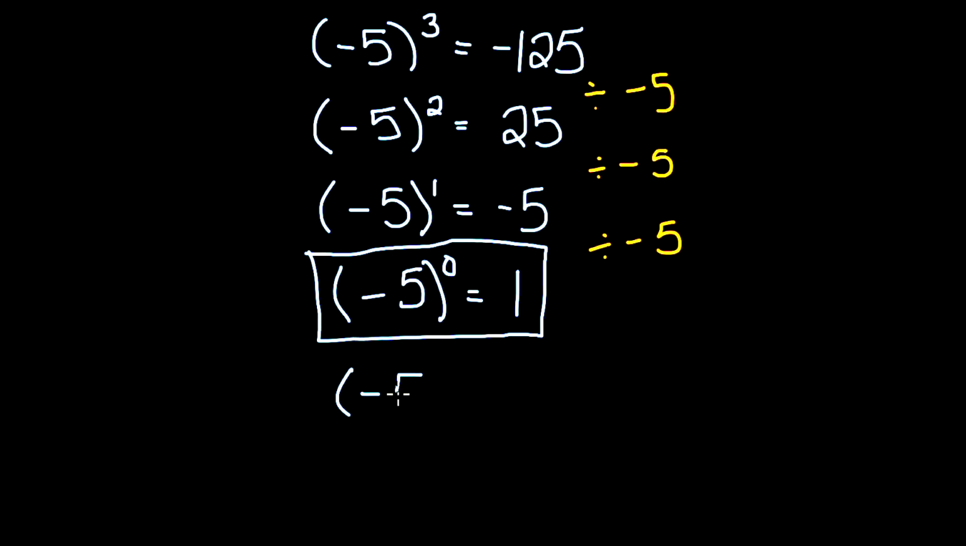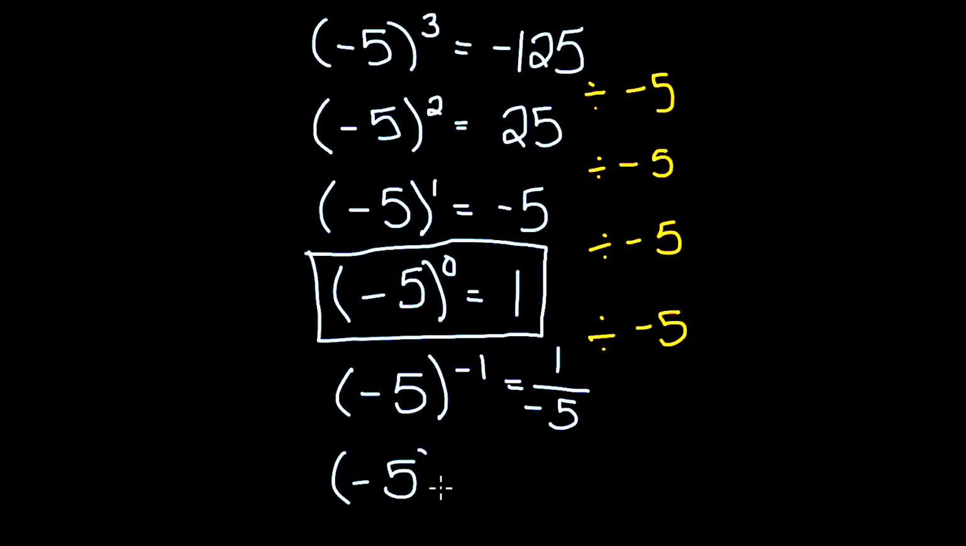Now let's say we had negative 5 to the negative first power. Again, we're dividing by that negative 5. Well, 1 divided by negative 5, that's not pretty. So we're just going to do 1 over negative 5.